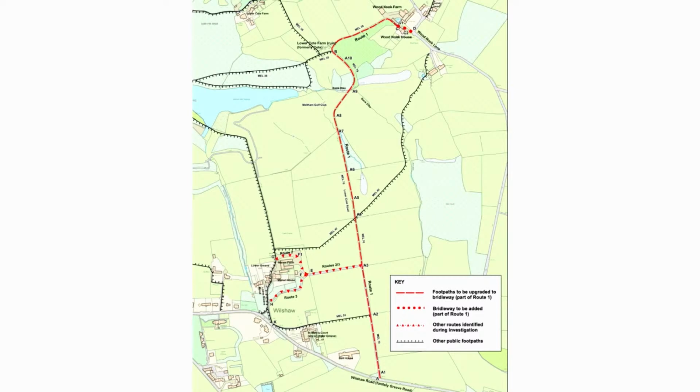The agenda item is not a planning application, but is determination of two separate but related applications for definitive map modification orders, or DMMOs, made under section 53(5) of the 1981 Act. These relate to a route between Wilshaw Road at Wilshaw and Woodnook Lane at Woodnook at Meltham.